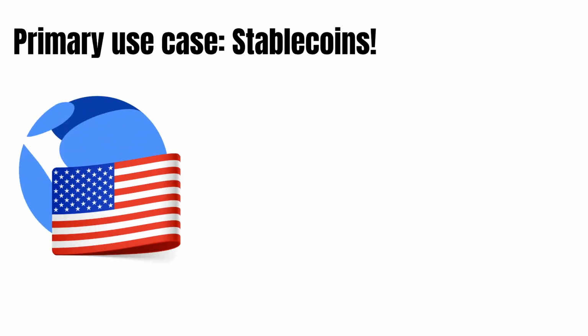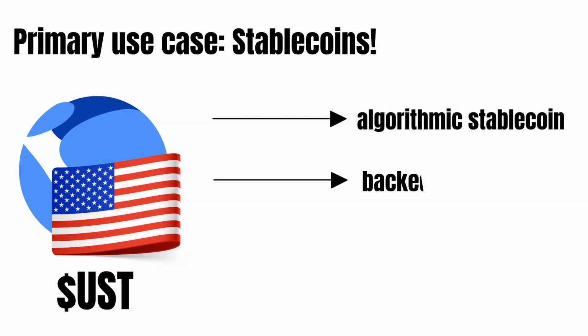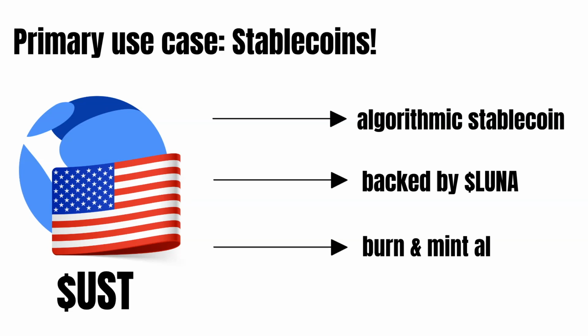The most important and famous one was called UST. UST was an algorithmic stablecoin that was pegged to the US dollar. So, 1 UST was equal to 1 US dollar. The stablecoin was backed by Terra's native cryptocurrency called Luna. The stablecoin was able to keep its peg to $1 by a burn and mint algorithm.